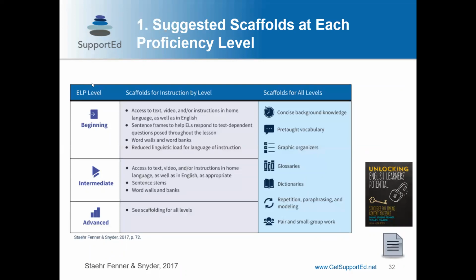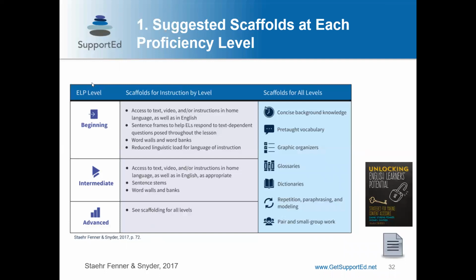which shows just our suggestions, and it's growing, it's always evolving, and it's something that you can take and adapt on your own. Just some scaffolds by level. So at the beginning level, we suggest giving access to text, video, and instructions in the home language if possible, as well as in English, giving sentence frames and word walls, and reducing the linguistic load for language. At the intermediate level, we also give the same suggestions for access to text and video, giving sentence stems, so taking a little bit of that scaffolding away, but still giving word walls and word banks.